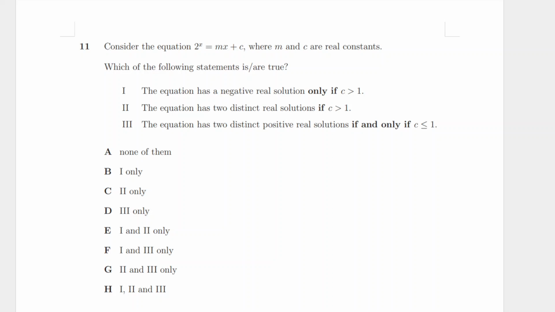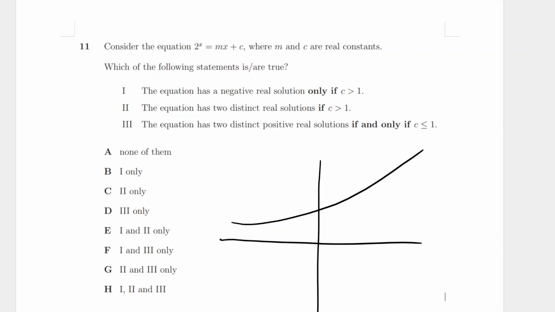Okay, so let's look at 1. So the equation has a negative real solution only if c is greater than or equal to 1. Okay, so how about this? Let's just draw 2^x first. That makes life slightly easier. So, well, the y-intercept is 1, right? We all know that. Okay, so this is y = 2^x.